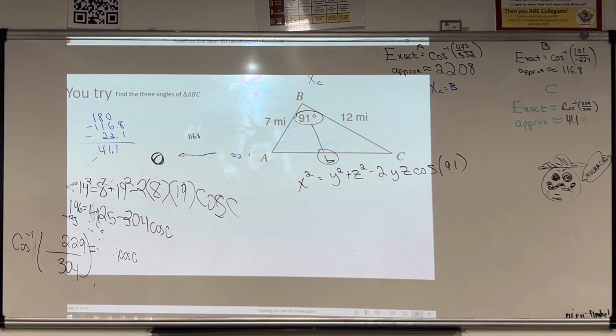The exact is the square root of all of this, and that's your approximate. It rounds up to 13.98.